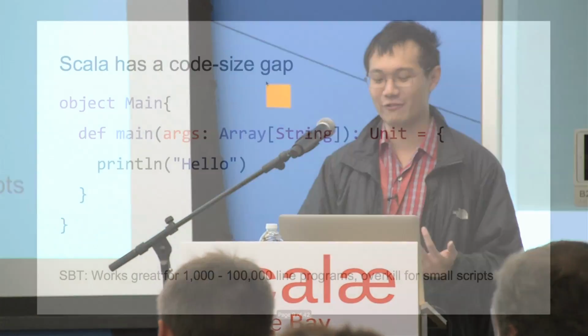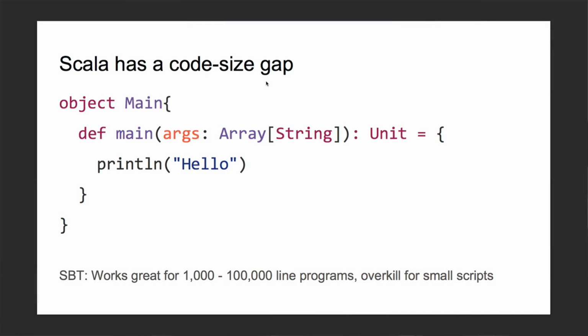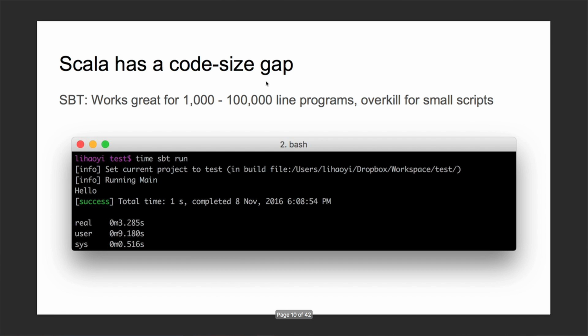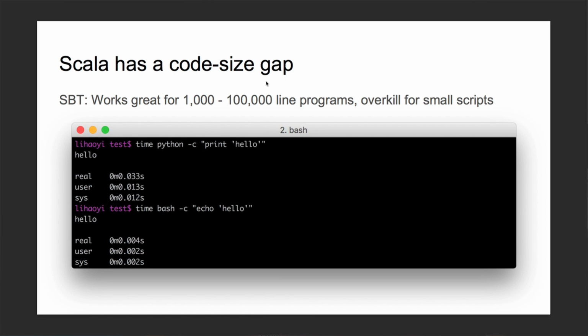But it's a bit of an overkill for small scripts. For example, if you have this tiny Hello World application here, it's more or less the smallest Hello World standalone Scala application you can write. It takes a bit more than 3 seconds for you to run this application using SBT. And this is after the compilation has already been completed and all the class files are already cached. So you can say the Scala compiler is slow, and it is slow, but this is not the Scala compiler being slow. This is purely the build tool overhead. In comparison, if you look at something like Python, it's 30 milliseconds, and Bash is 4 milliseconds. So that's 100 to 1,000 times faster.